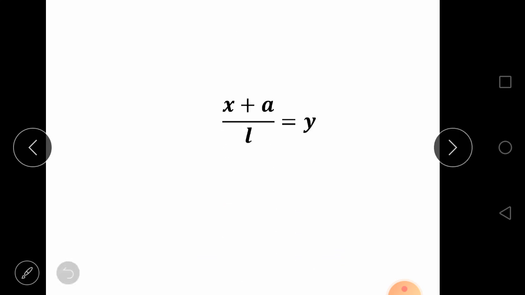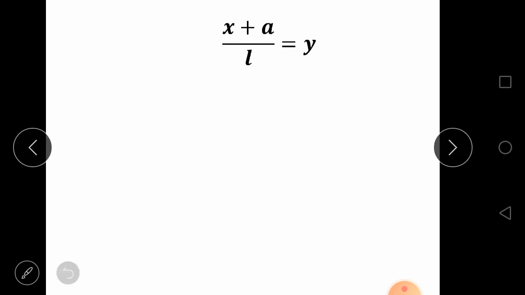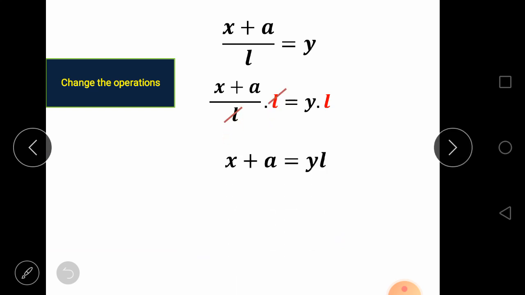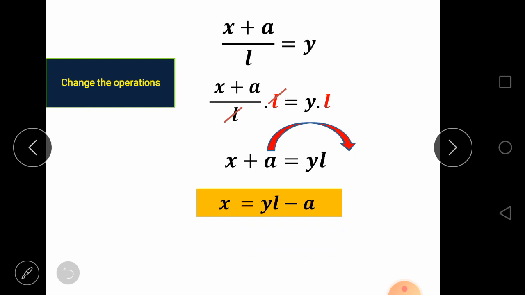The second type is x plus a, both are divided by L, equals y. So here we change the operations. We start by multiplication. You multiply both sides by L, and we get L cancels L. So x plus a equals yL. So what should we do then? We transfer a, or we subtract a. Here, this will be x equals yL minus a.